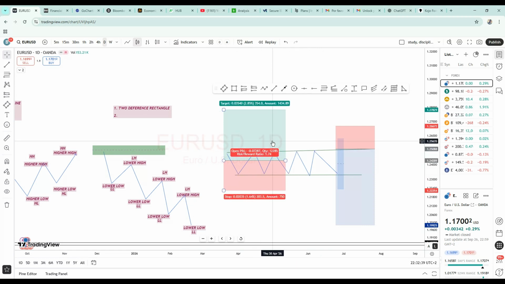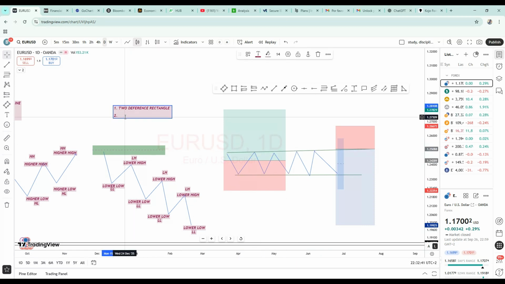So the long position, which is going to be the long and short tools. Let me put it right there. Long and short tools. That is called long and short tools.